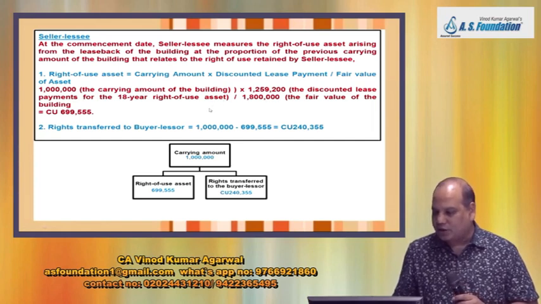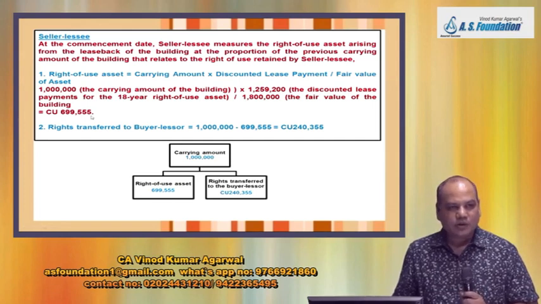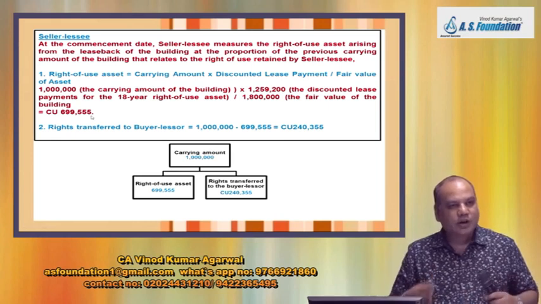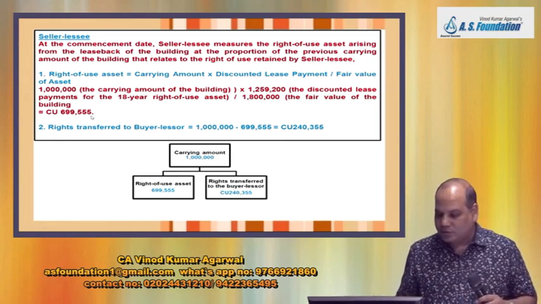So proportionately, how much right have I retained? An asset which is worth 18 lakh, now I have to only pay 12,59,200 in present value terms. So the proportionate right retained is 6,99,555. Check the answer. Approximately 7 lakh is what I have retained. I have not transferred that. So what I have transferred is the balance amount. Check this calculation. Is it right?